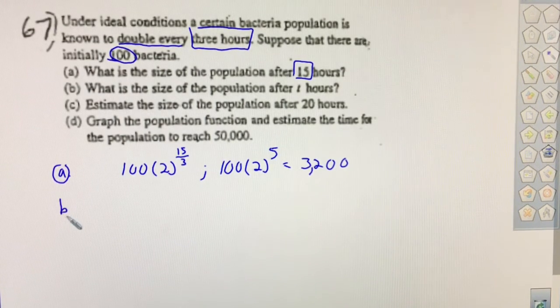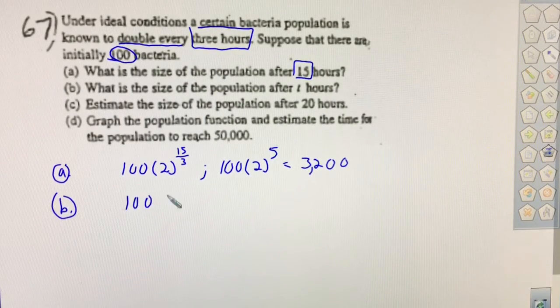Part B, what is the size of the population after T hours? So it wants just a general formula. It's going to be 100 times 2 to the T over 3. That's what I believe it wants. So after T hours, if I plug in whatever T is, it'll give me that. Estimate the size after 20 hours.